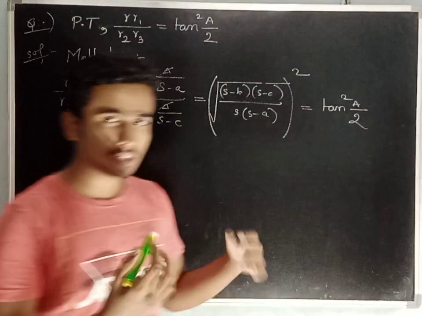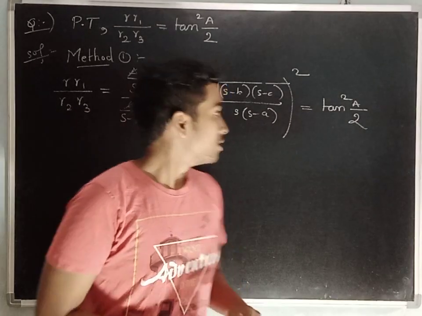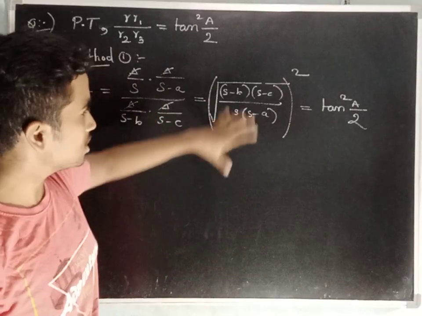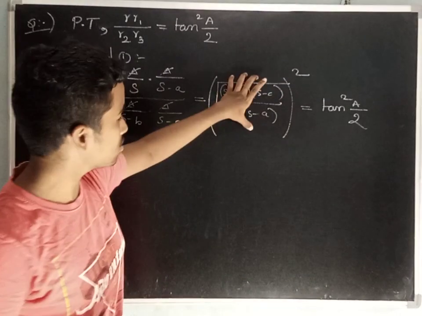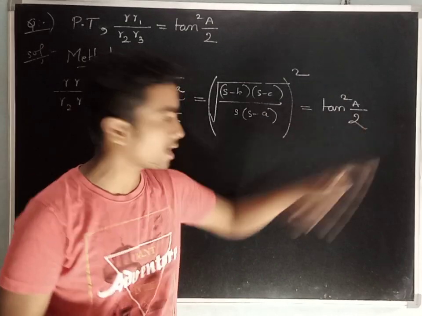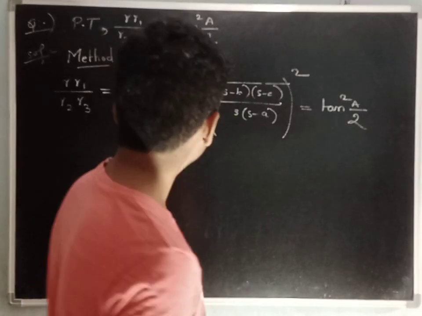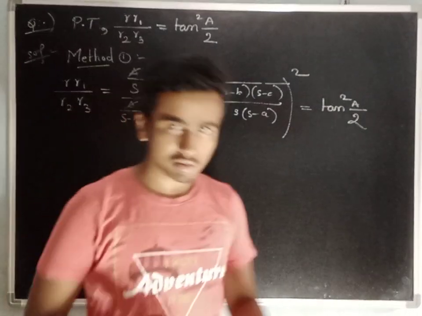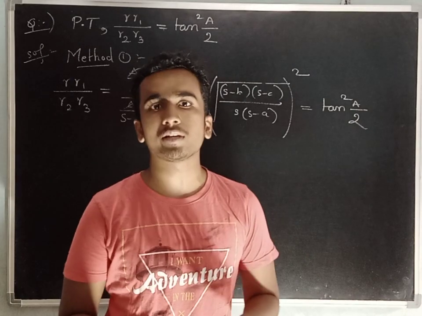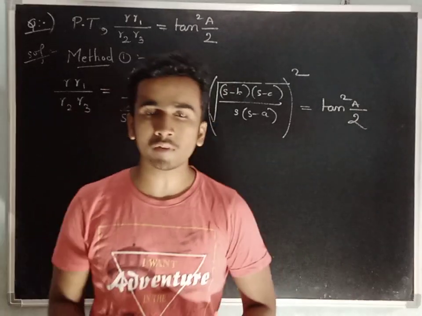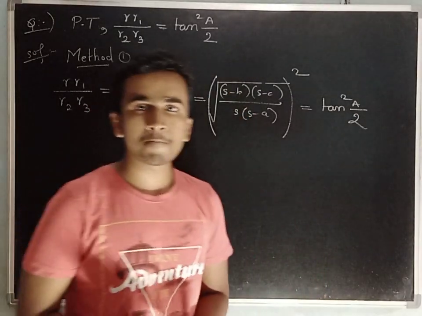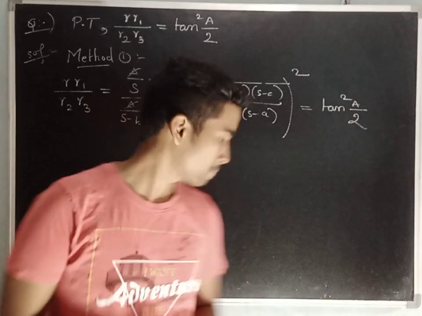In method 1, I have used the fundamental formulas for R1, R2, R3, and here you need to identify that this shows the form of tan A by 2, as I have kept the whole square, tan square A by 2. In a similar manner, using different forms of formulas, we may get the same answer, but the method will be different. Let's move to the second method.